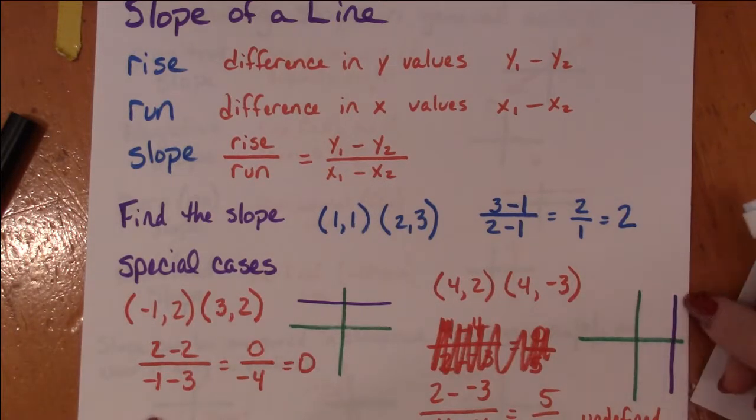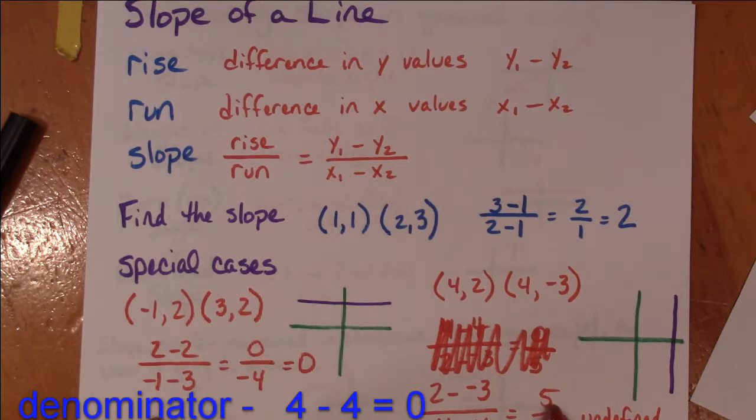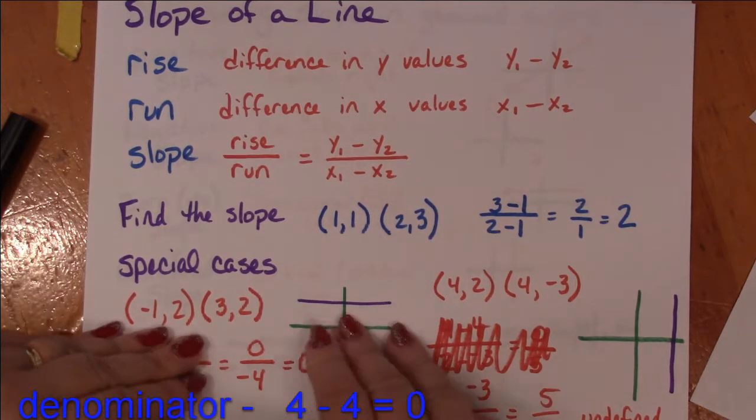However, with this vertical line, the x's are going to cancel each other out, and we have a fraction with a 0 on the bottom, and this is undefined because this is not a linear function. So be careful when you've got horizontal and vertical lines that you remember the difference between 0 and undefined as your answers. Otherwise, we're just going to look at slope for your average run-of-the-mill linear equations.